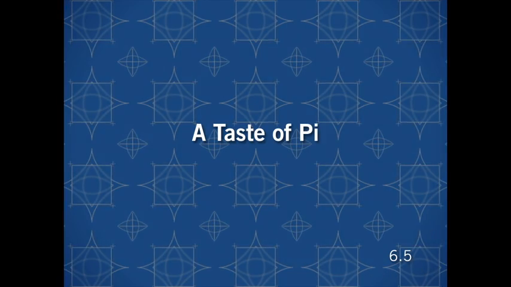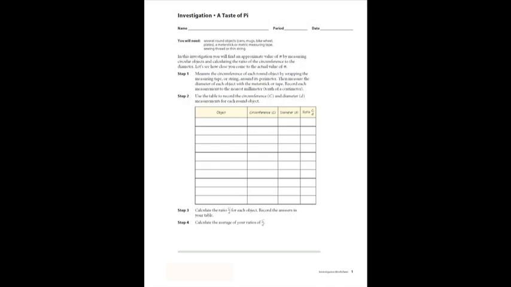A taste of pi. One of my favorites. We're going to be measuring some circular objects, measuring the circumference and diameter and taking a look at the ratio. That seems to be a characteristic that should hold true for all circles, since they're all the same shape, that the distance around the perimeter, its circumference, and its diameter should have some relationship to each other.